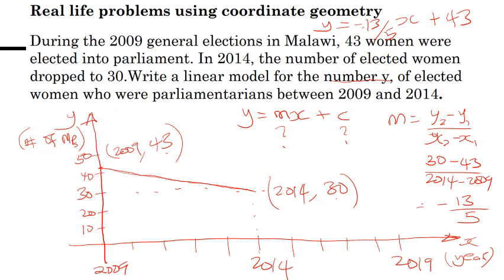So what does this model mean? We might want to know the number of female MPs that will be there in 2019, or even in 2025, if we still follow this pattern, if we still follow that model. So basically that's that. Coordinate geometry is very important in everything that happens.